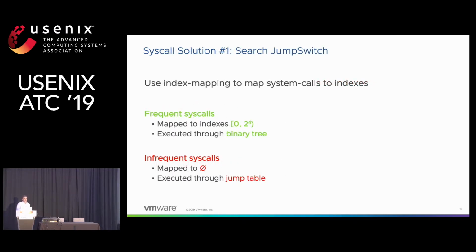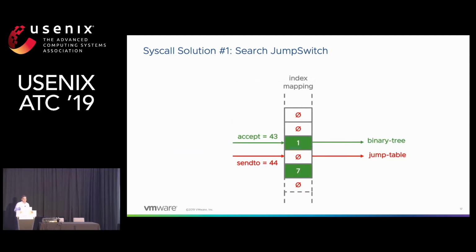So for the first problem, we employ a solution we call search jump switch. The idea is to use index mapping to map system calls to indexes. We take the system calls, we learn which system calls are frequent, and the most frequent ones are mapped to indexes between 0 and 2 to the power of something, which is 4 in this case. Those system calls will be executed through a binary tree. The other system calls, which are more infrequent, are mapped to nil, and we will execute them through a jump table.